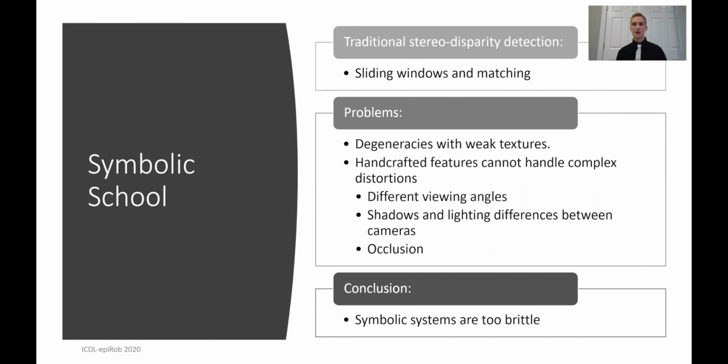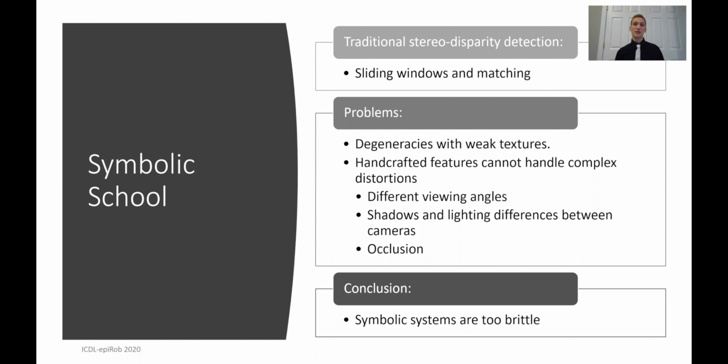Furthermore, since symbolic methods use handcrafted features, they cannot handle complex distortions provided in real-world binocular images, such as the differences in viewing angles between each camera, any shadows or lighting differences between the cameras, and the inclusion of objects in one camera's image that have not been included in the other. Because of these problems, symbolic systems tend to be brittle and perform poorly in natural settings.